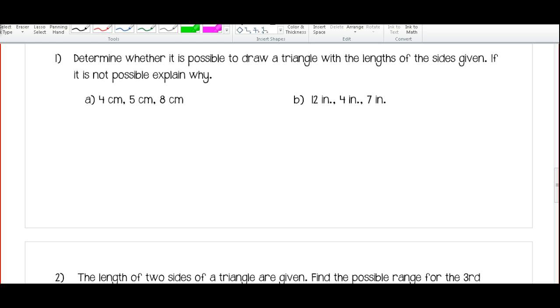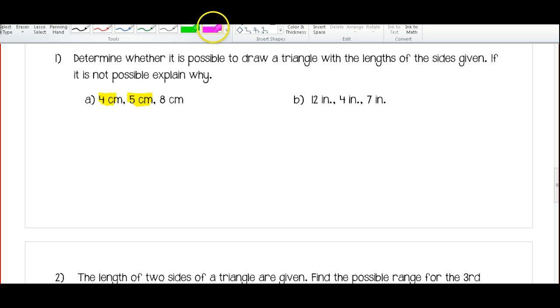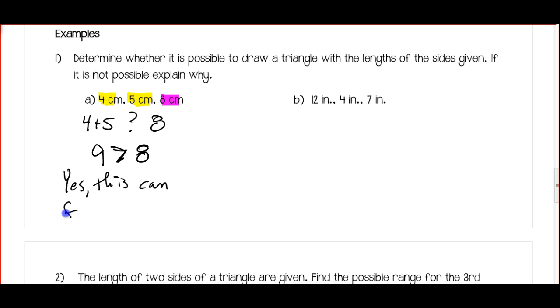So what we want to do is take a look at the two smaller sides, so that's the 4 and the 5, and we want to compare the sum of those to the 8. So 4 plus 5 is 9, and 9 is greater than 8. So since the sum of the two smaller sides is greater than the largest side, yes, this can form a triangle. All right, let's take a look at the next one.